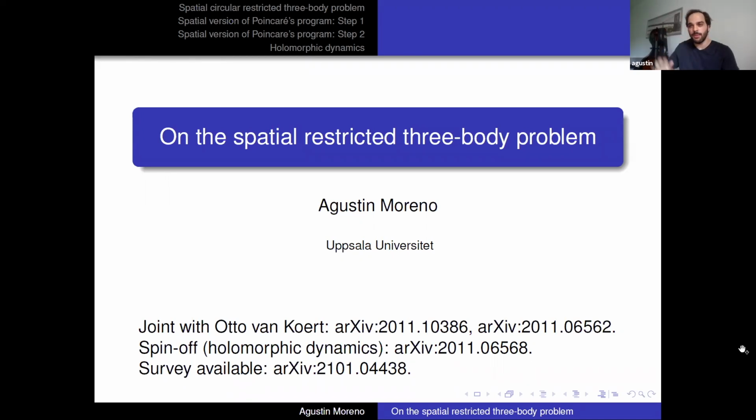So this will be a bit of an overview of what we're actually trying to do. I apologize in advance to the experts who perhaps would like to see more details. I'm certainly happy to discuss after the talk. This is based on two papers that I wrote with Otto, which are available on the arXiv. There's also a spin-off paper that I wrote by myself on what I'm calling the holomorphic dynamics aspects of the problem, also available. There's also a survey that I wrote based on some lecture notes that I taught on the material. They're all available on the arXiv.